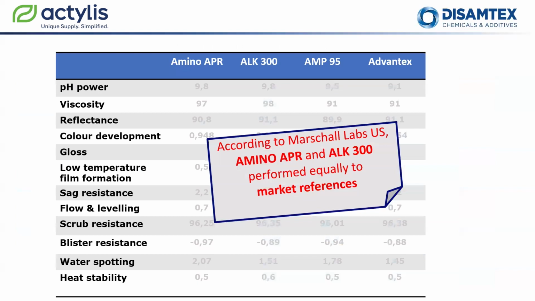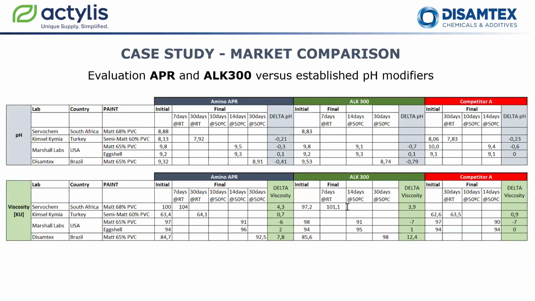And the lab's conclusion was, quote, Disamtex products perform equally, can be mentioned as countergrades of those market references, unquote. And not only that, Disamtex has also commissioned tests in other laboratories trying to figure out how the products behave in other conditions in other parts of the world. So lab trials were also carried out in Turkey, South Africa, and here in Brazil, and the results were not a surprise. APR and ALK 300 are indeed good players on the pitch.